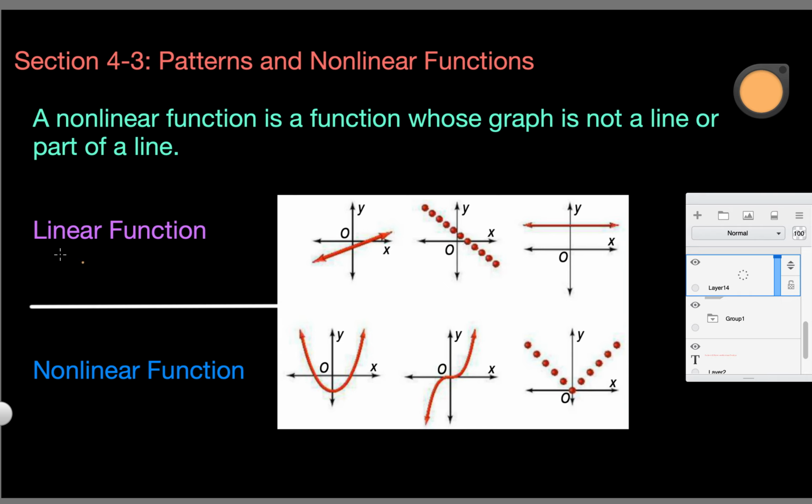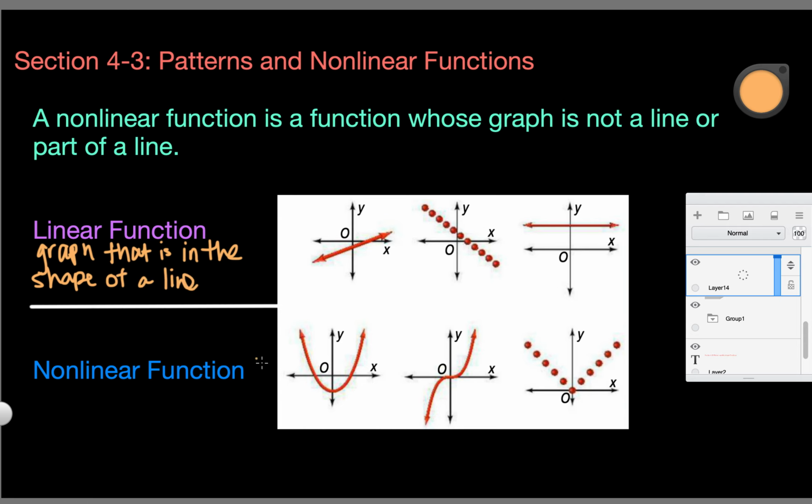So the way we're going to define this, you're just going to write this right under linear function: a graph that is in the shape of a line.